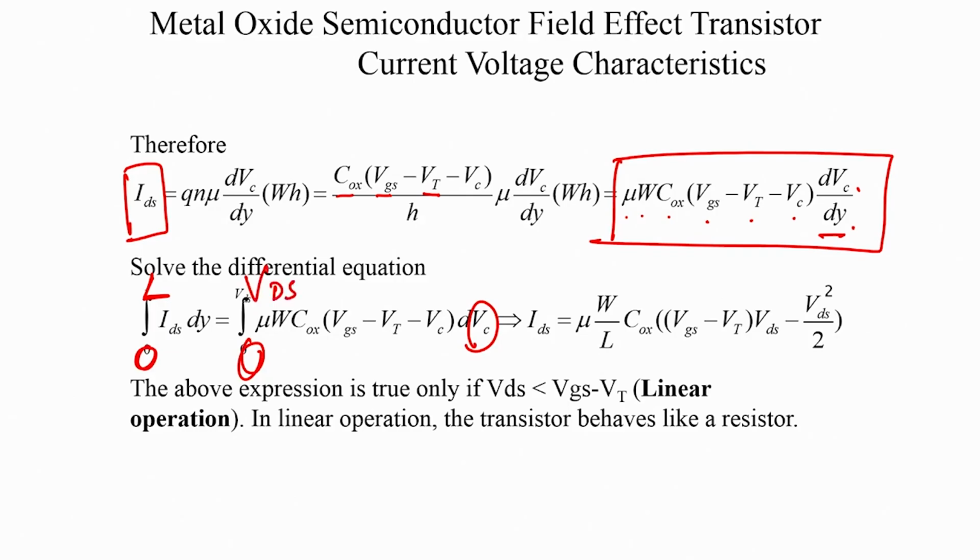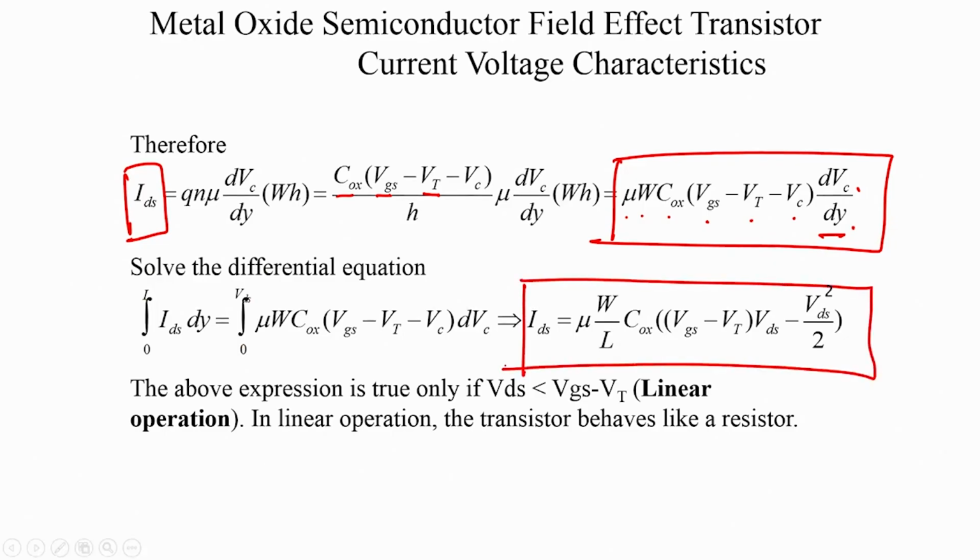So, when we did our experiment by moving the voltmeter along the channel, we saw that as we moved from the source to the drain, y varied from 0 to L, and the channel potential varied from 0 to Vds. So, you apply these limits and solve this equation, and you will end up with the current voltage characteristics of the MOSFET. Okay, so, that is the derivation of the simplest model for the current voltage characteristics of the MOSFET.